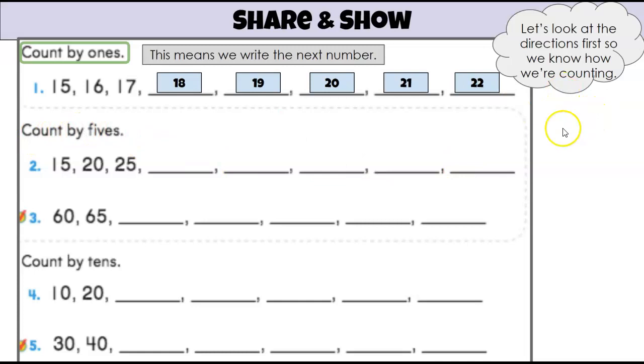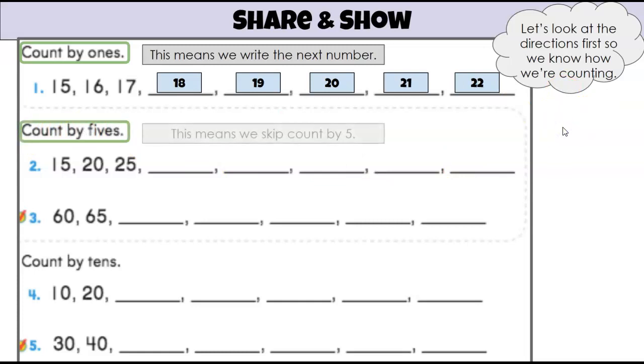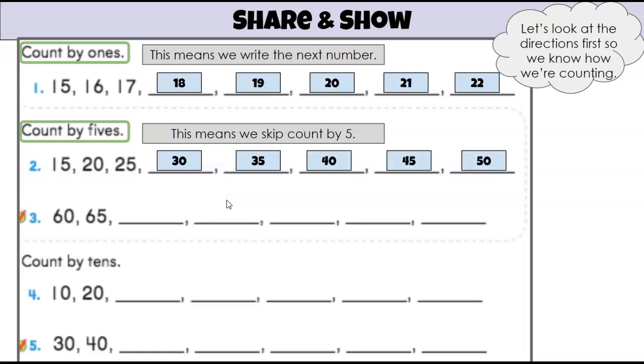Did the directions change? It says count by fives. So this means we're going to skip count by 5. So see if you can do this one by yourself. Get started on it, and then we'll check it together. 15, 20, 25, 30, 35, 40, 45, 50.